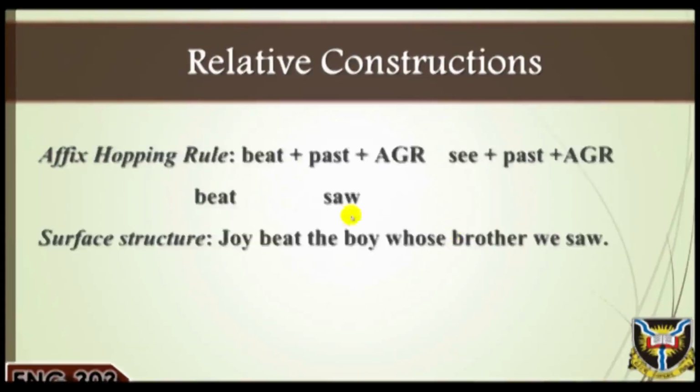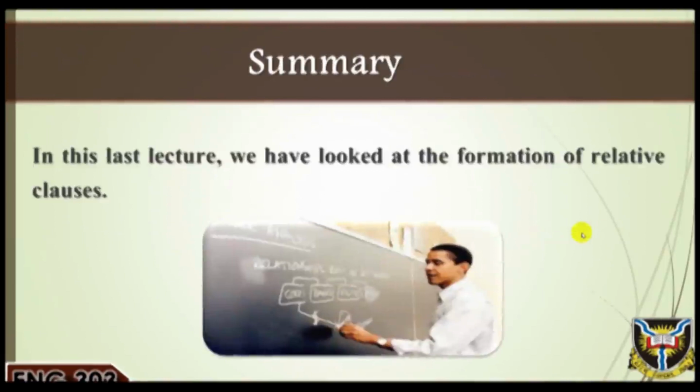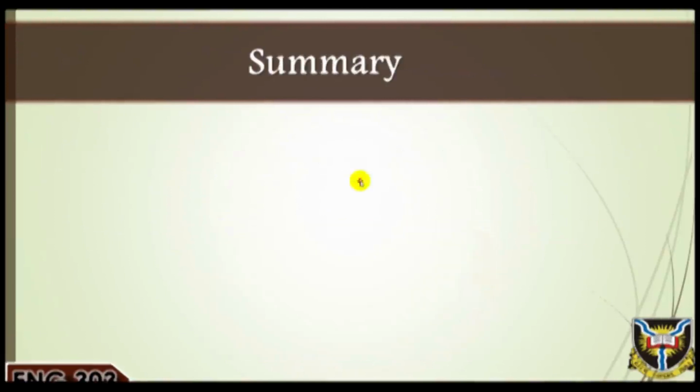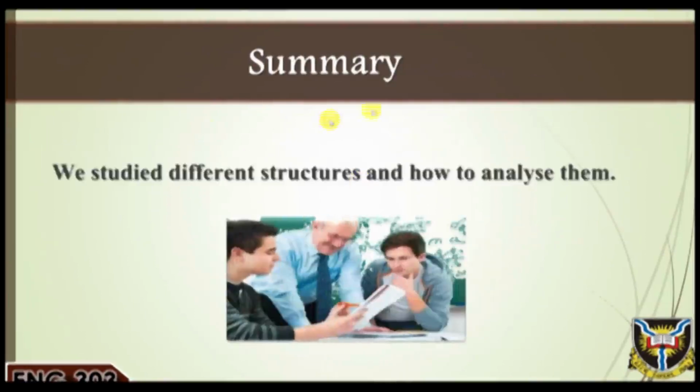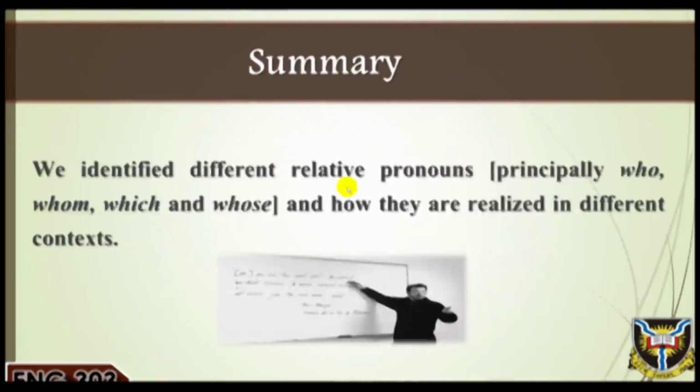Summary. In this last lecture, we have looked at the formation of relative clauses. We studied different structures and how to analyze them. We identified different relative pronouns, principally who, whom, which, and whose, and how they are realized in different contexts.